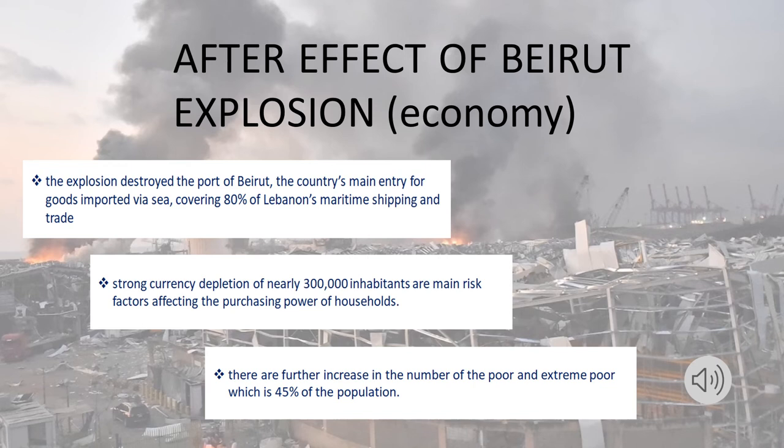Other than that, a strong currency depletion and nearly 300,000 inhabitants are main risk factors affecting the purchasing power of households. This is because most of the houses near the Beirut port were damaged by the blast. The effect of the explosion on Beirut's economy and supply chains worsened, and as a result, there was a further increase in the number of the poor and extreme poor, which is 45% of the population according to the World Bank.